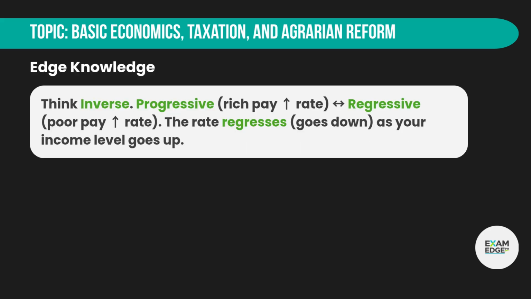Edge knowledge. Think inverse. Progressive, rich pay increased rate. Regressive, poor pay increased rate. The rate regresses, goes down, as your income level goes up.